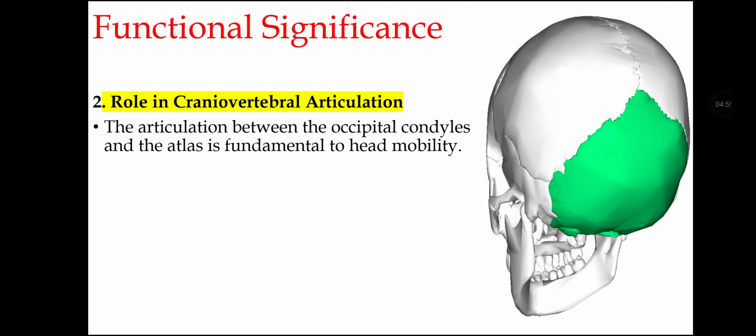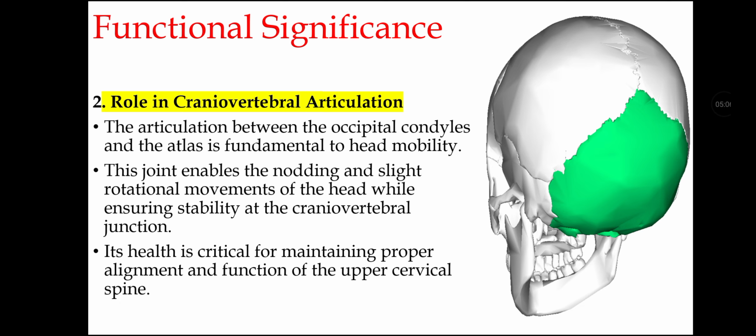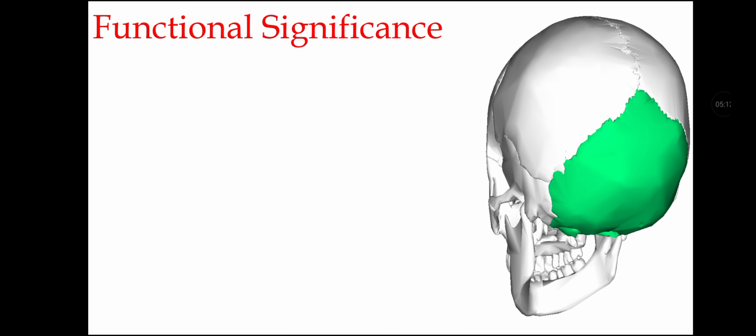The second functional significance is its role in craniovertebral articulation. The articulation between the occipital condyles and the atlas is fundamental to head movements. These joints enable the nodding and slight rotational movement of the head while ensuring stability at the craniovertebral junction. Its health is critical for maintaining proper alignment and function of the upper cervical spine.